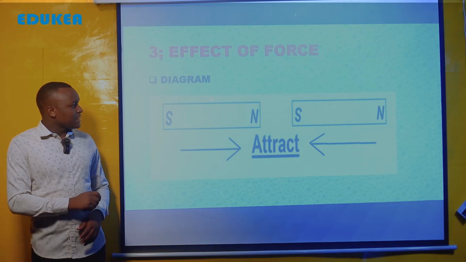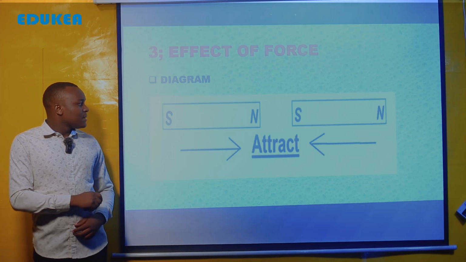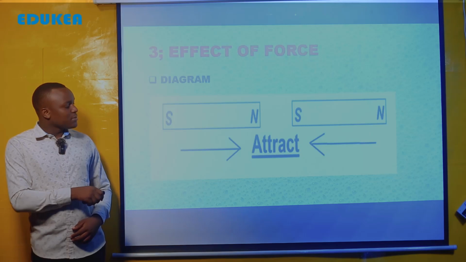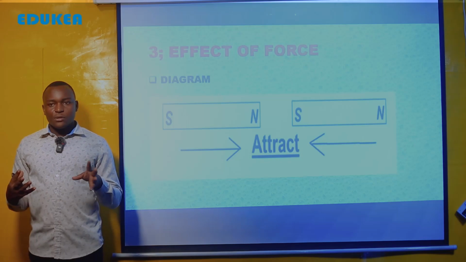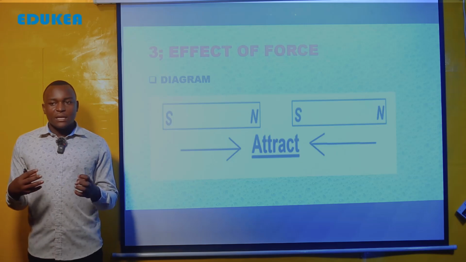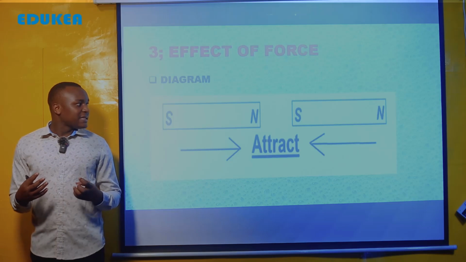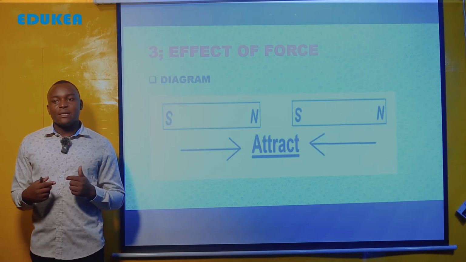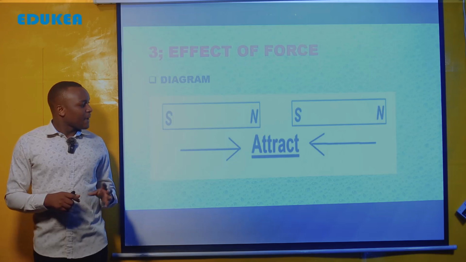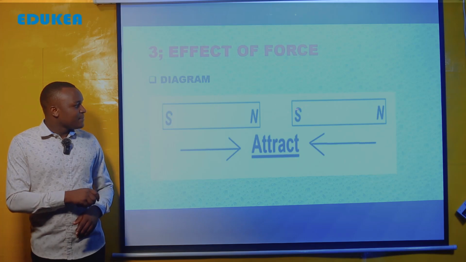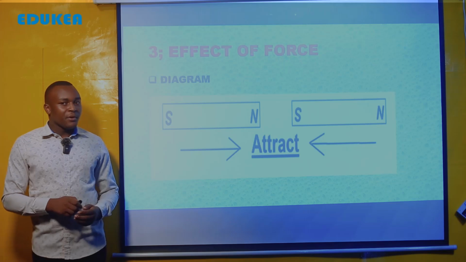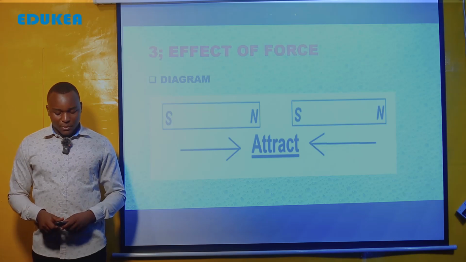As you can see on the bar magnet, there is a south pole and also a north pole. When the north pole and the south pole are placed toward each other, there will be attraction because they are unlike poles. So unlike poles will attract. As we see on the diagram, there is attraction between a north pole and a south pole.